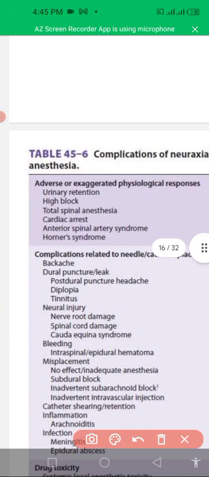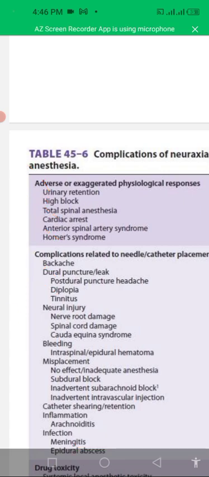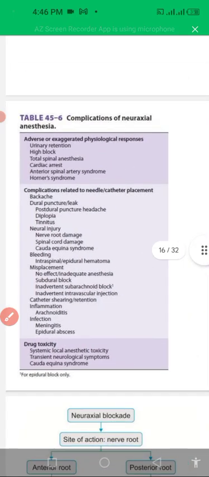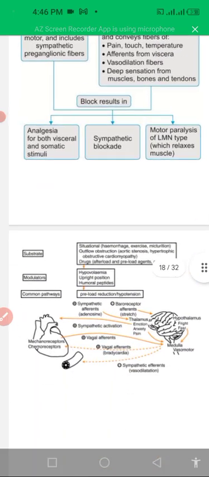As I already mentioned, the complications of neuraxial anesthesia are urinary retention, high block, total spinal anesthesia and cardiac arrest, or anterior spinal artery syndrome and ulnar syndrome because of different nerve palsies. So these are the adverse effects. There is back pain, dural puncture leakage, post-dural puncture headache, diplopia, or nerve injury, and we have to take care of that. A lot of complications are there for neuraxial anesthesia, which are not desired. So in this way we have to take care of the patient.